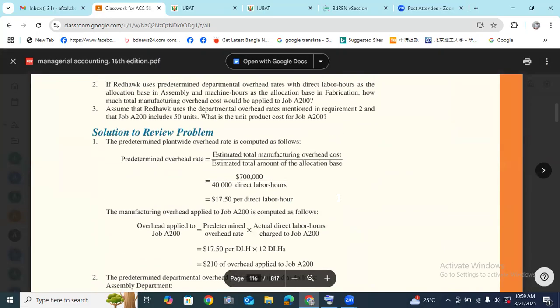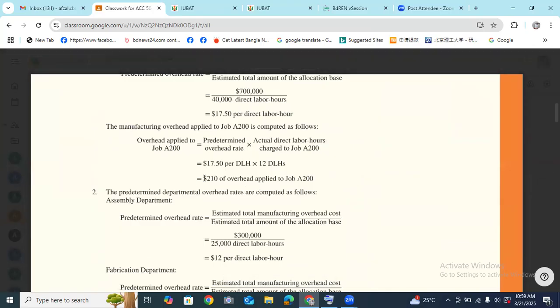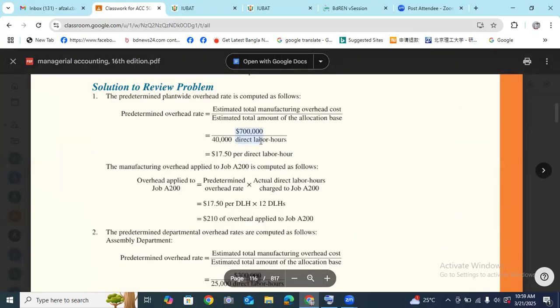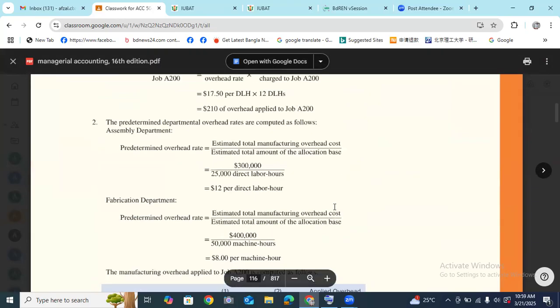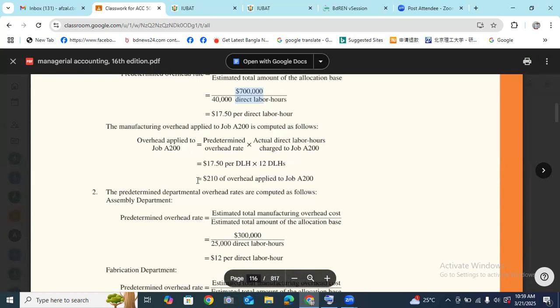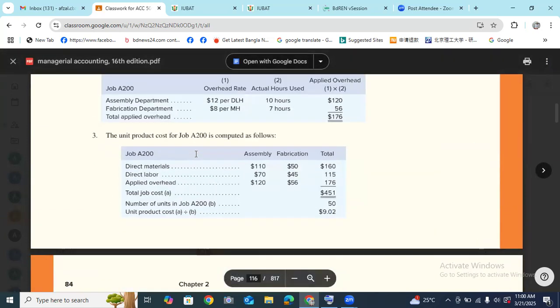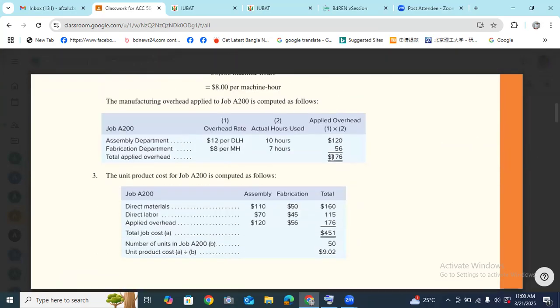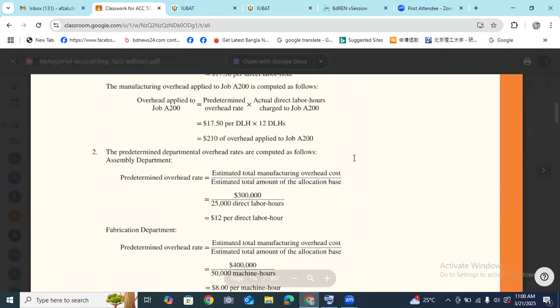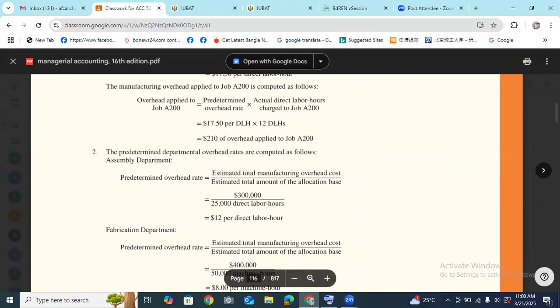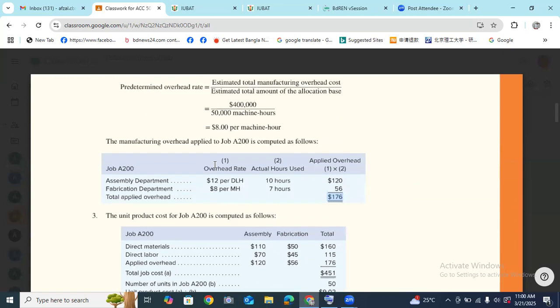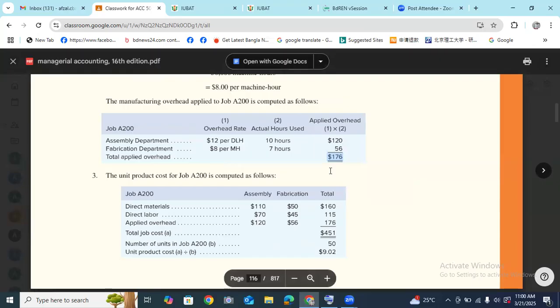So in the first one, our total overhead cost was 210, if you use the total and direct labor hours as a base. But in the departmental approach, your manufacturing overhead is 176. That means this is less than the previous one, isn't it? Previous one 210, but if you use the departmental overhead rate, it is 176. So in this way, you can reduce your cost, because if you use total direct labor as a base, your overhead cost is 210, which is higher. But if you use departmental overhead rates for labor and machine, then it is 176. This is much less, isn't it?